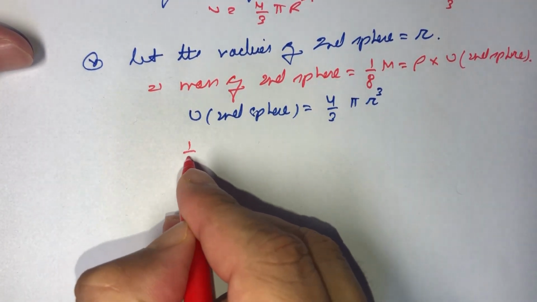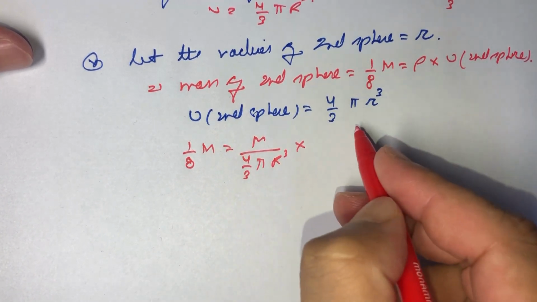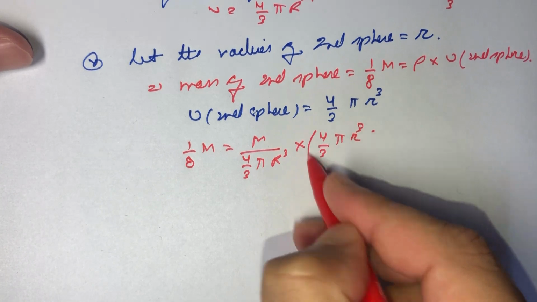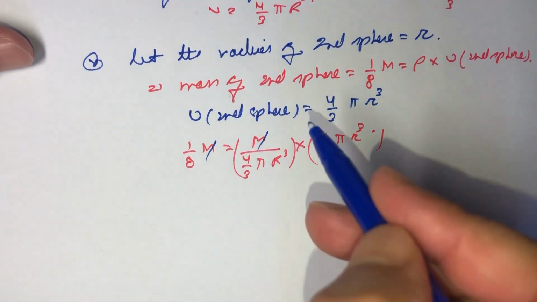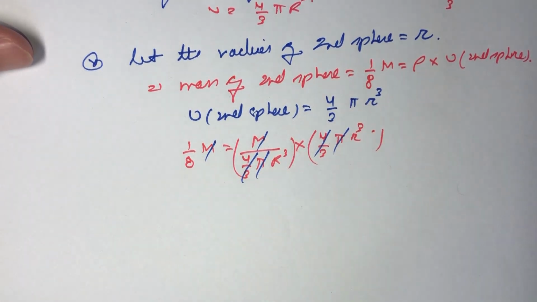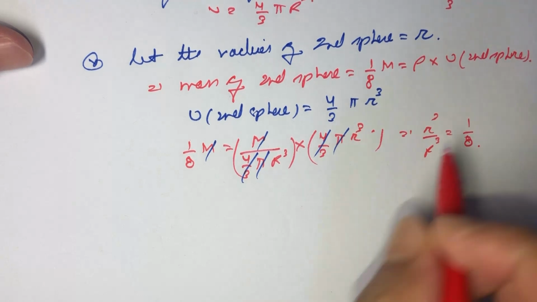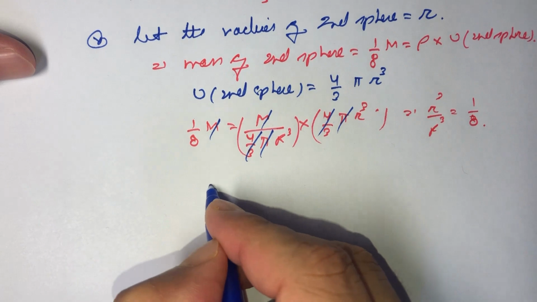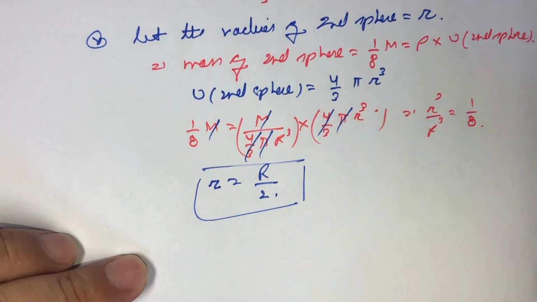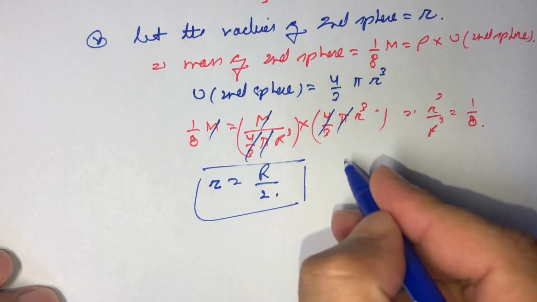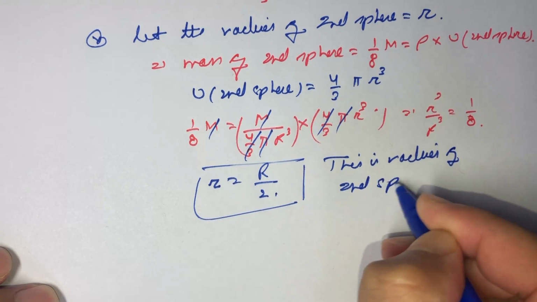So substituting the value of density as well as the volume of the second sphere, we can further write this equation as 1 by 8 m is equal to m divided by 4 by 3 pi R cube, multiplied by 4 by 3 pi r cube. m cancels with m, 4 by 3 pi cancels, and from here we can say that the ratio of r cube divided by capital R cube is 1 by 8, or the radius of the second sphere is equal to the radius of the original sphere divided by 2. So we got the radius of the second sphere.